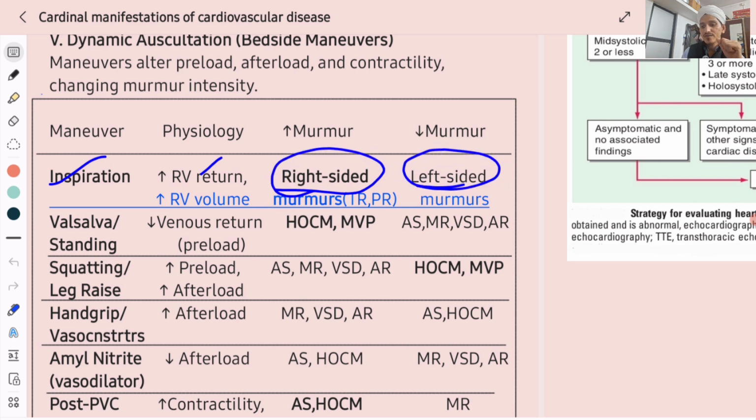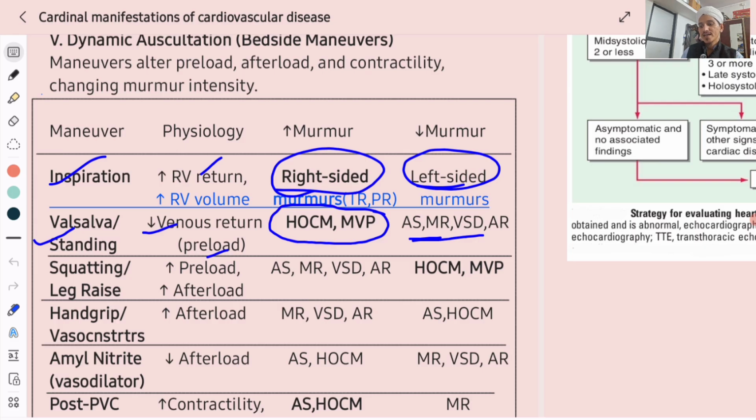In standing position or in Valsalva, there will be decreased venous return, decreased preload. The murmurs of hypertrophic cardiomyopathy and mitral valve prolapse will increase in this case, when there is decreased venous return. And the murmurs of AS and MR: because there is less blood in the left ventricle, so low end-diastolic volume, the intensity of murmur will be reduced. So AS, MR, VSD, you will have decreased murmur.